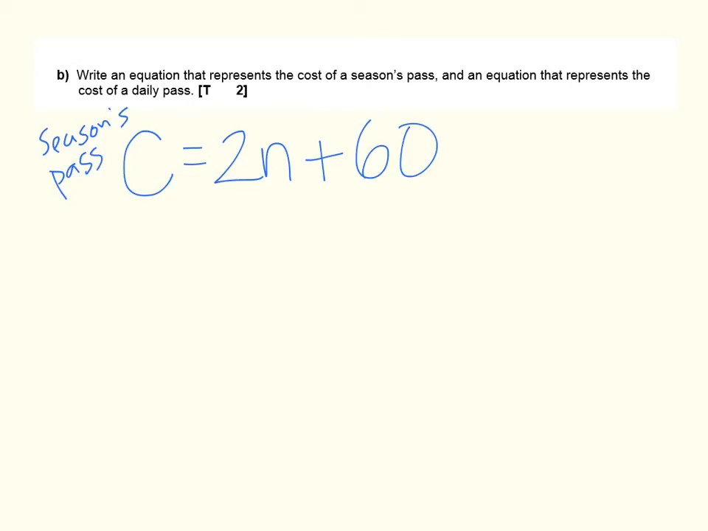Alright, and now for the daily pass. Again, we're working with cost as the dependent variable. We know that it costs $5 per day, so we know that that's our slope. And we put in n for the number of days that you go swimming. We also know that the y-intercept is going to be 0. There's no base fee, so we don't have to add anything here. There's no plus anything, definitely not a plus b, it's just C equals 5n.